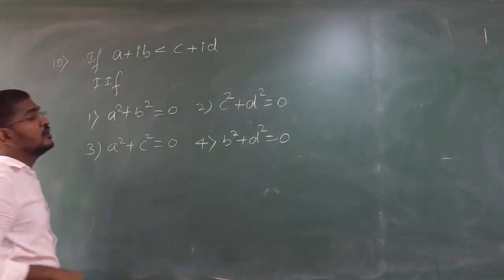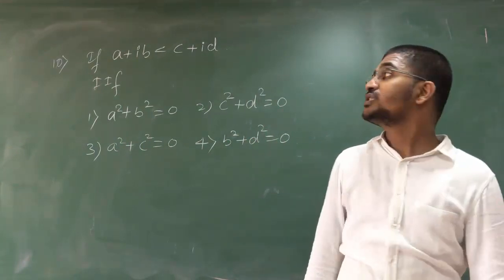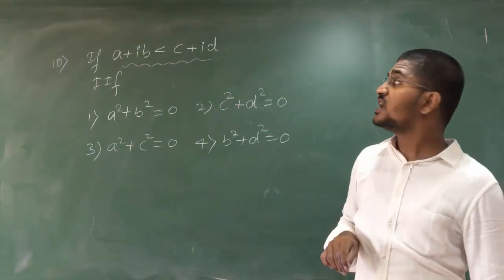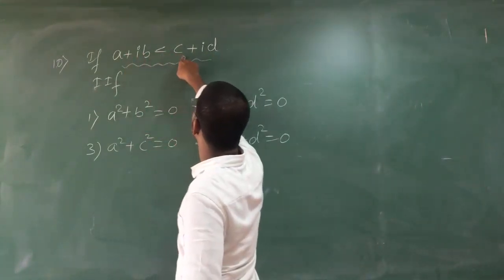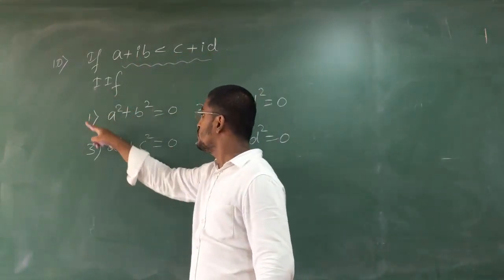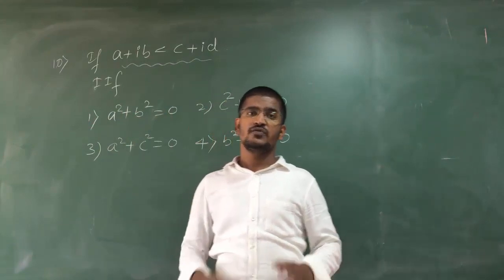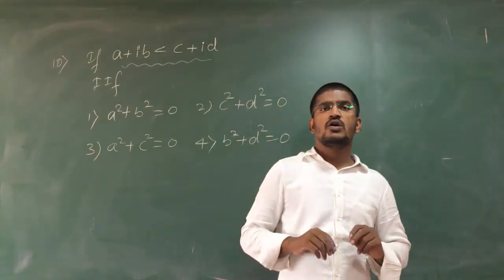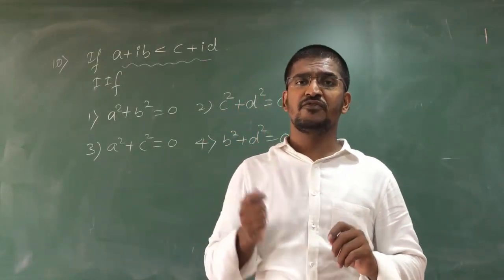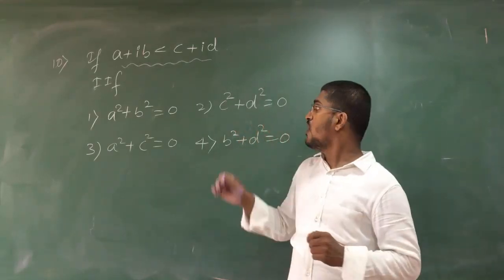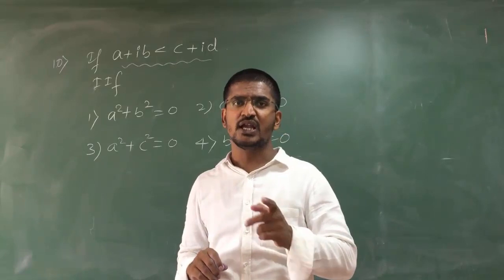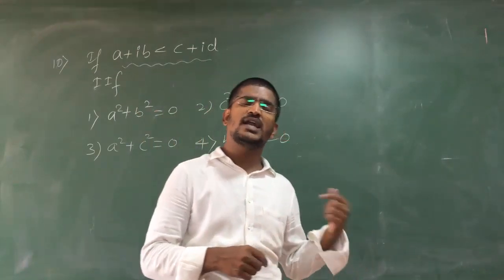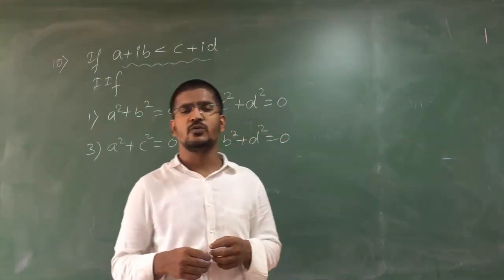Clear? Okay students, now let us move to the next question. What they are asking: a plus ib less than c plus id if and only if, which of the following is correct? If you know the definition of equality of two complex numbers correctly, then you can answer this question very quickly. Two complex numbers are equal if and only if the real part and real part, the imaginary part and imaginary part are equal.